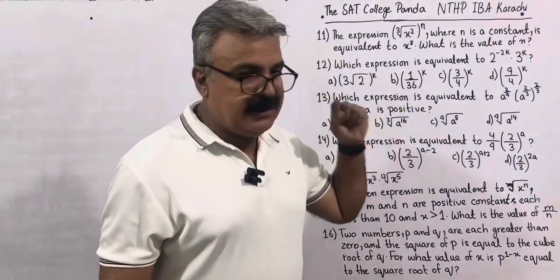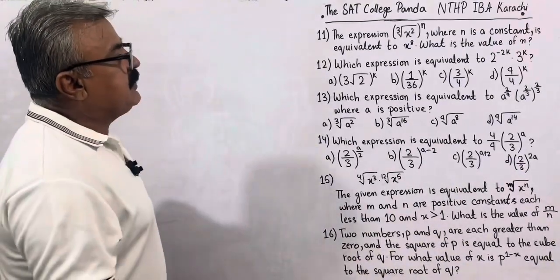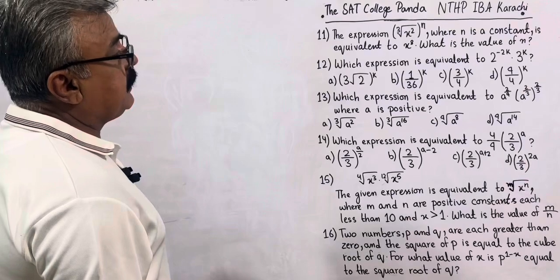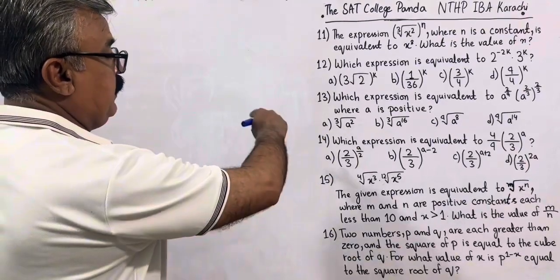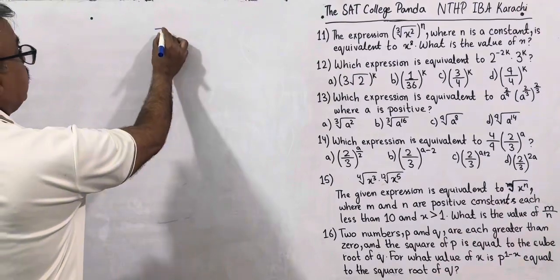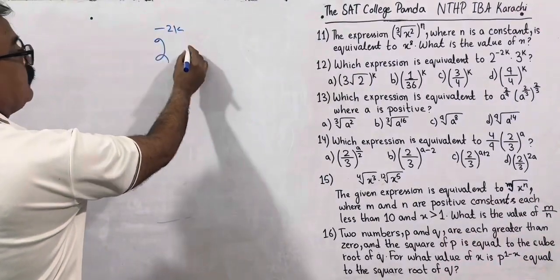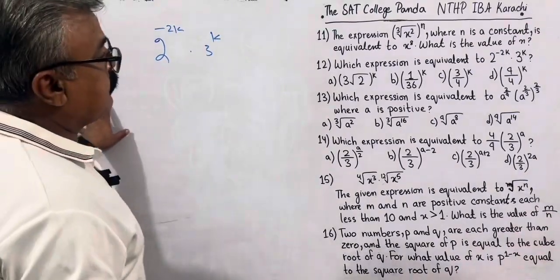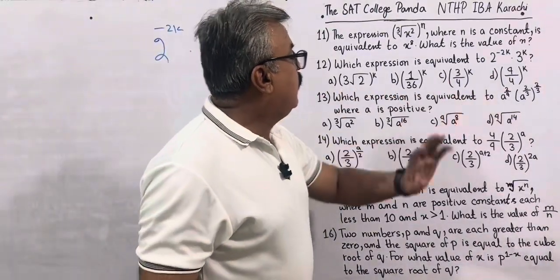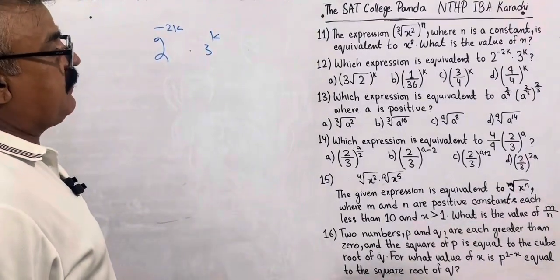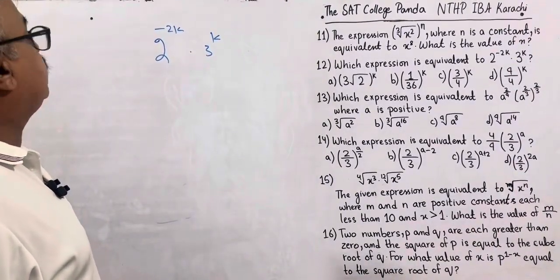Question number 2. Which expression is equivalent to 2 raised to negative 2k times 3 raised to k? We have four options. We have the expression 2 raised to negative 2 times k times 3 raised to k, and we have to sort this one out. If we inspect all the options, they are all powers of k.